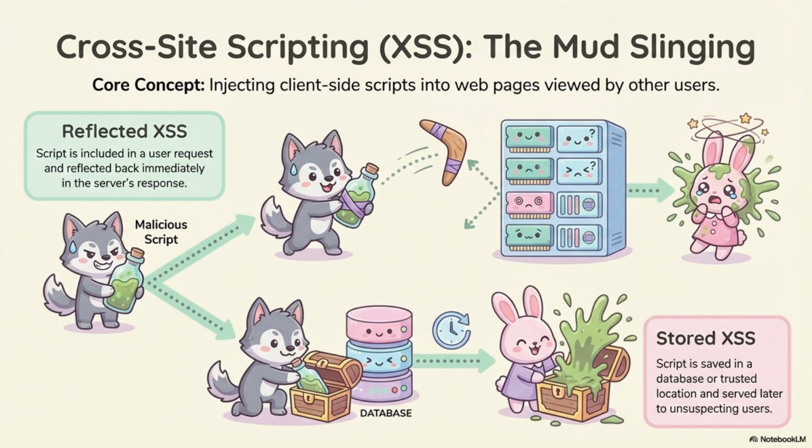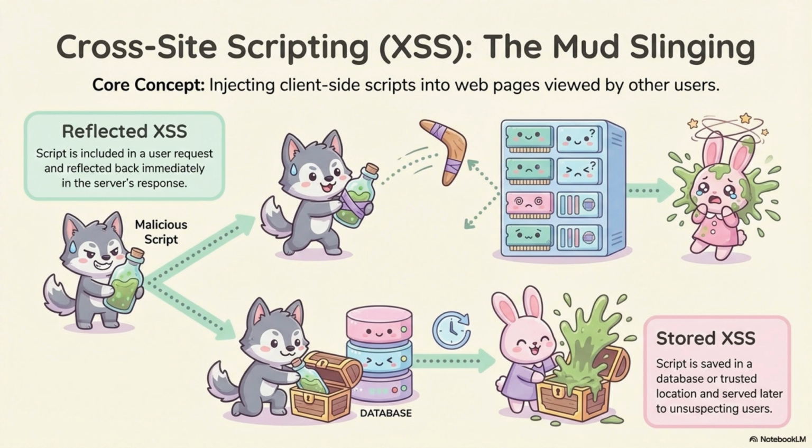Finally, we arrive at cross-site scripting, commonly abbreviated as XSS. Cross-site scripting is a web application vulnerability that allows attackers to inject client-side scripts into web pages viewed by other users. In reflected XSS, the malicious script is included in a request and reflected back in the server's response. In stored XSS, the malicious script is saved in a database or trusted location and later served to users who access the affected page. The primary defense against XSS is robust input validation and output encoding within the web application.